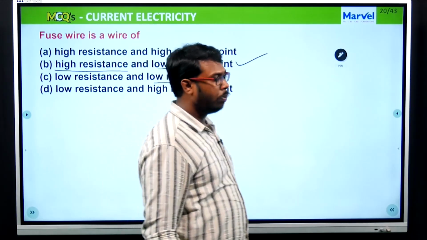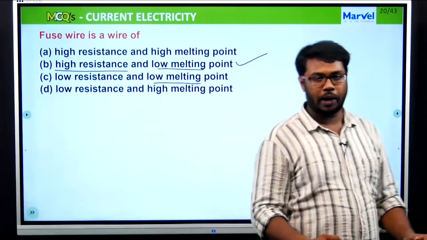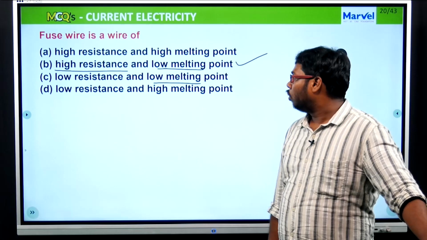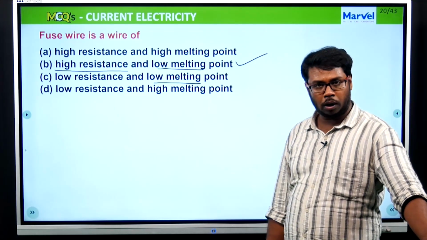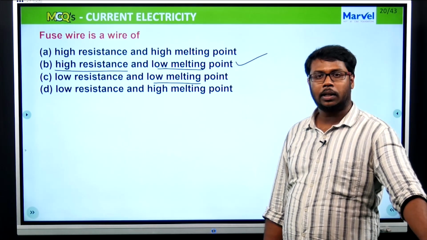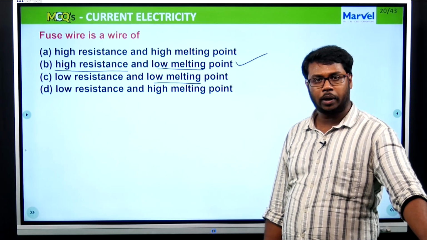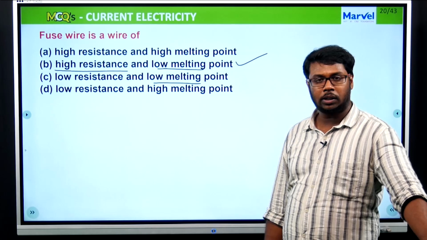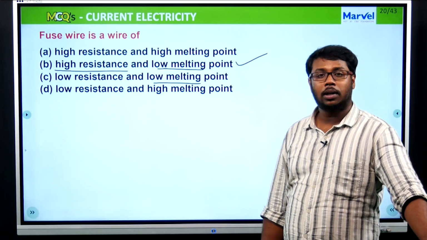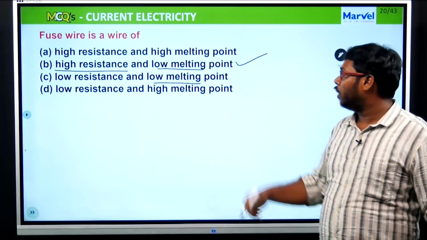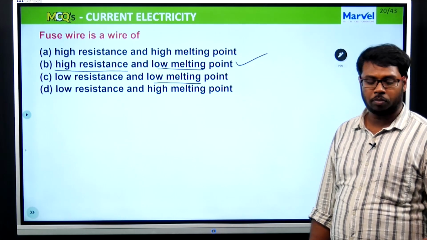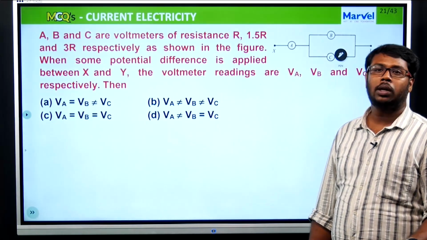This could be approached logically or technically, whatever it is. You should first know that your fuse wire melts to disconnect the circuit. For the fuse wire to melt, it has to get a huge amount of heat energy. That is only possible if the resistance is high. So that brings me to the second option. Now we move to the next one.